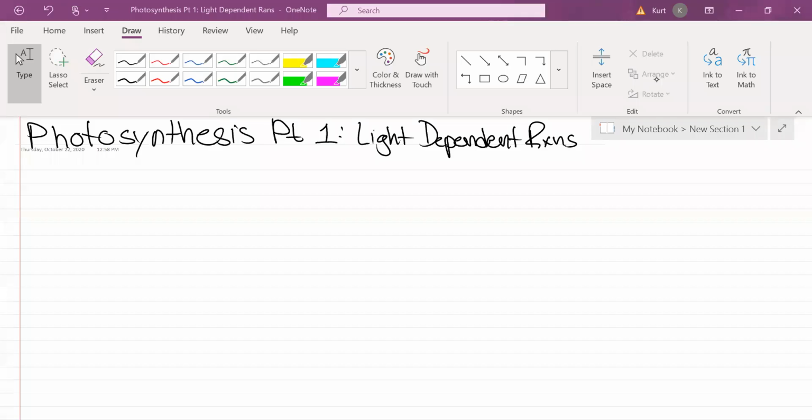Okay, today we're beginning photosynthesis, and photosynthesis is broken up into two processes. We're going to go over a general review of what photosynthesis is, where it happens, and then what those two stages are, and then we're going to get into that first stage. And this is going to take today and tomorrow.